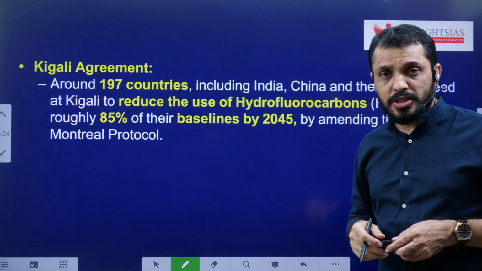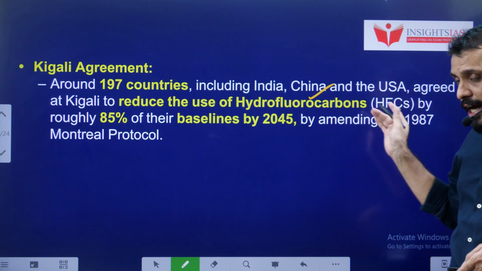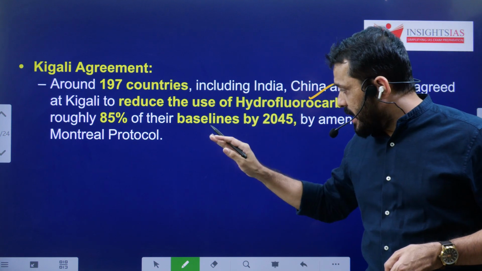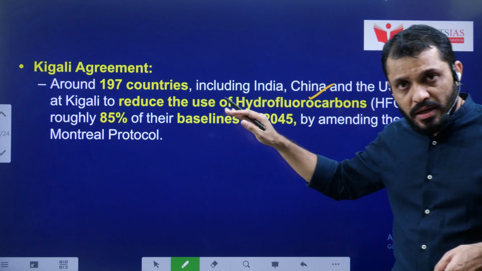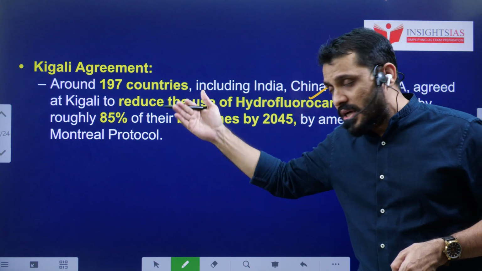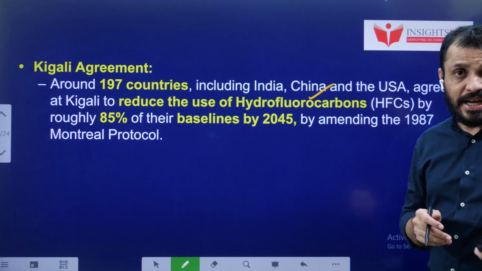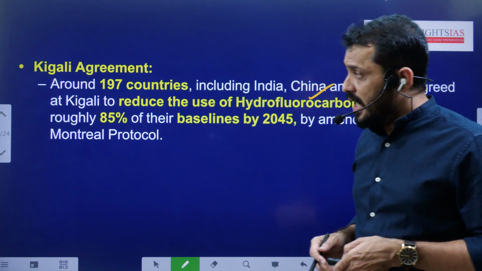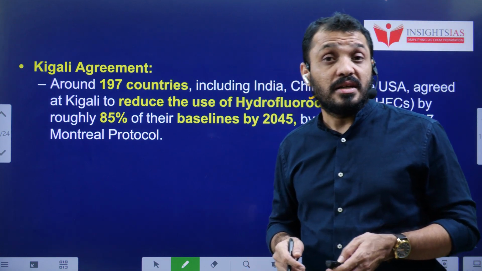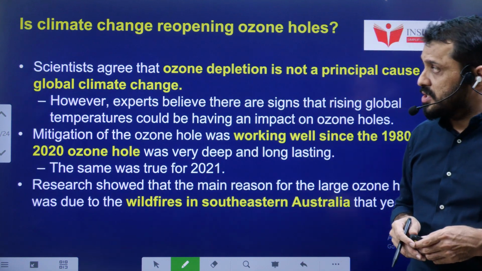Next, Kigali Agreement. Around 197 countries came together to reduce hydrofluorocarbons by around 85% compared to their base level by 2045. So compared to their base level, by 2045 they would like to reduce by 85%. These are the three international agreements which are very significant in relation to ozone depletion.